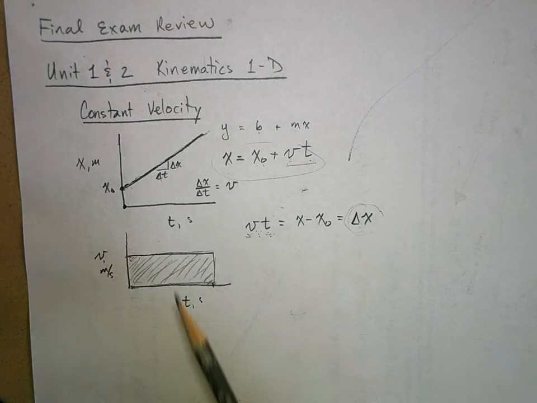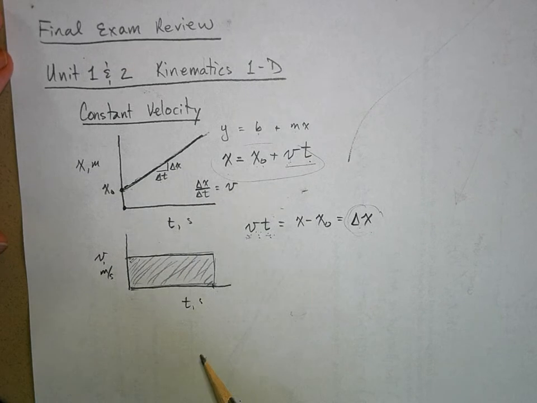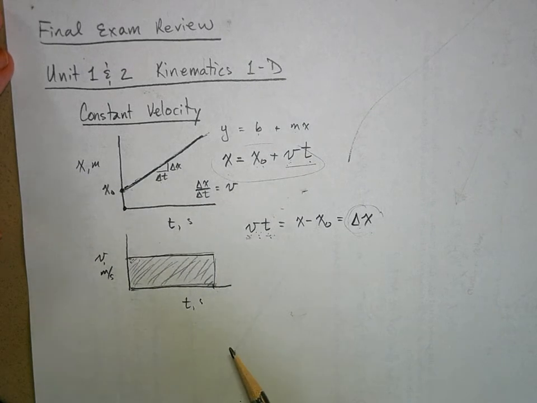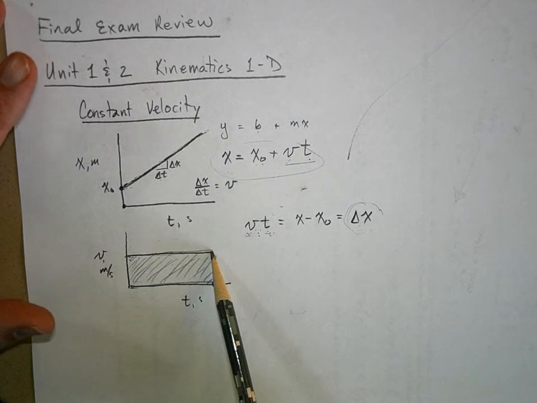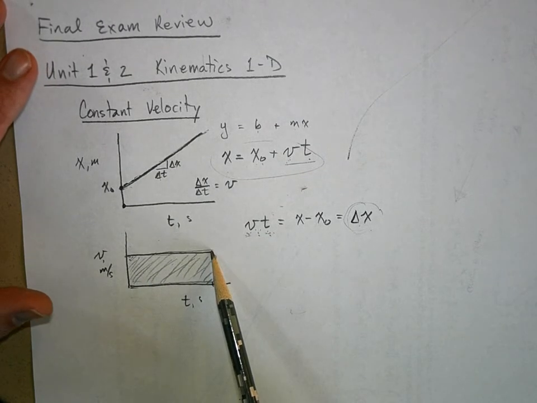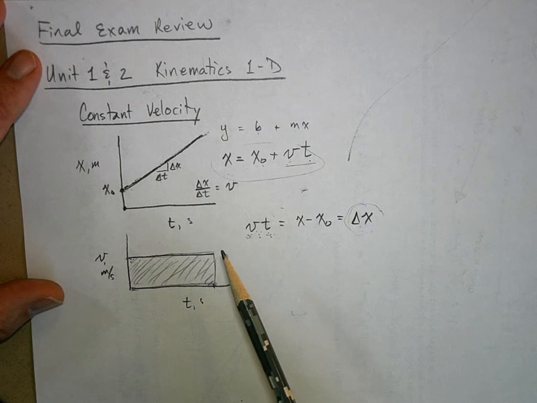So when you're looking at these graphs, I expect you to know what the area underneath the graph means and what the slope of the graph means. Now here, the slope is 0, which means it has 0 acceleration, right? Because we're dealing with constant velocity, it means there's no acceleration.